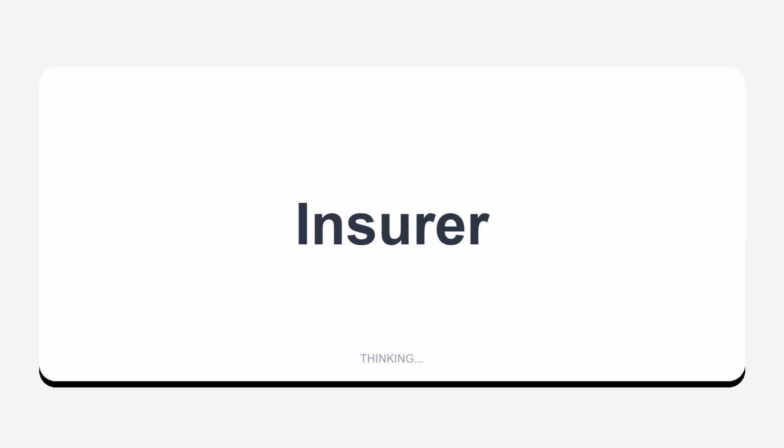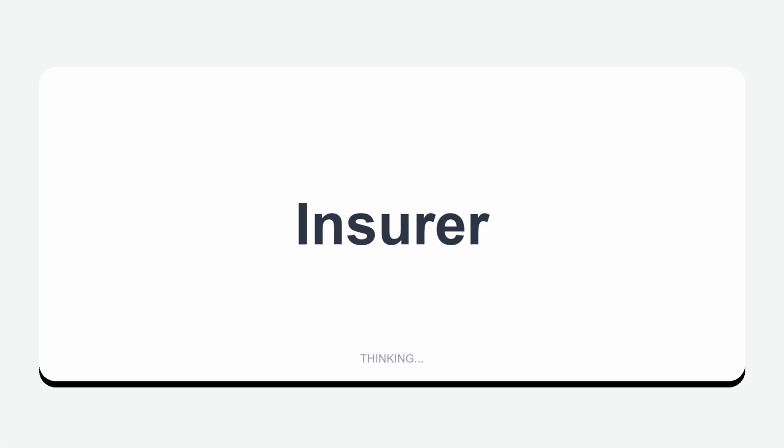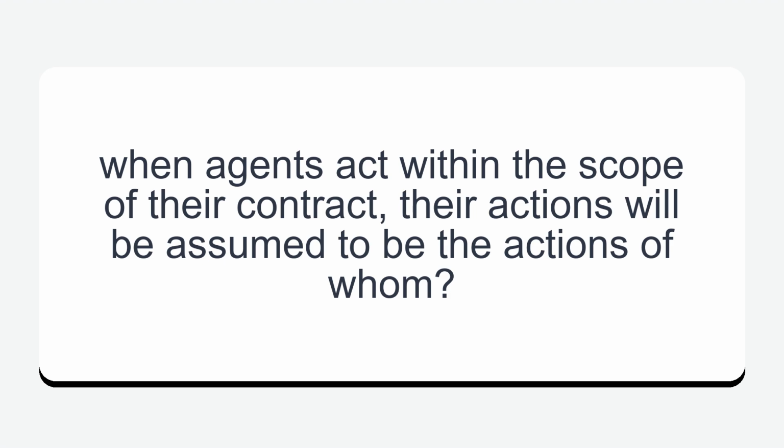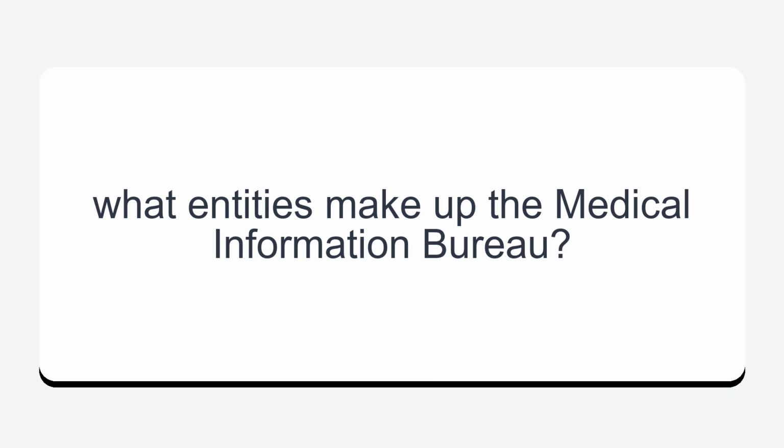Insurer. In the agent/insurer relationship, who is considered the principal? Insurer. When agents act within the scope of their contract, their actions will be assumed to be the actions of whom? Insurers. What entities make up the Medical Information Bureau?